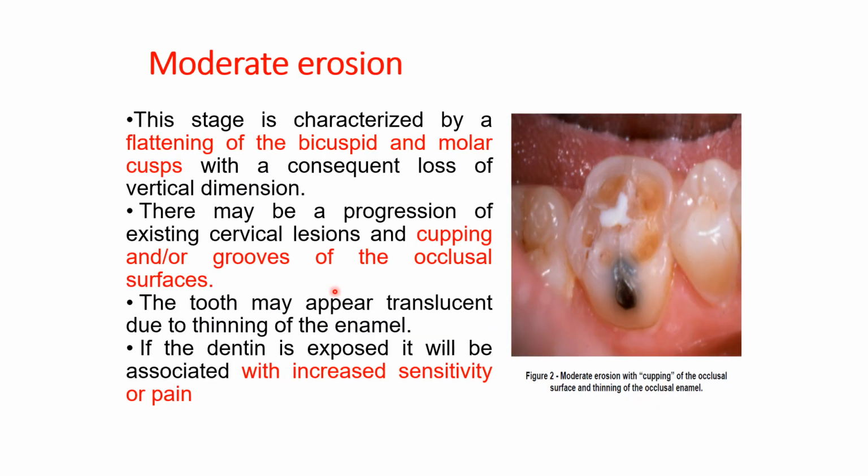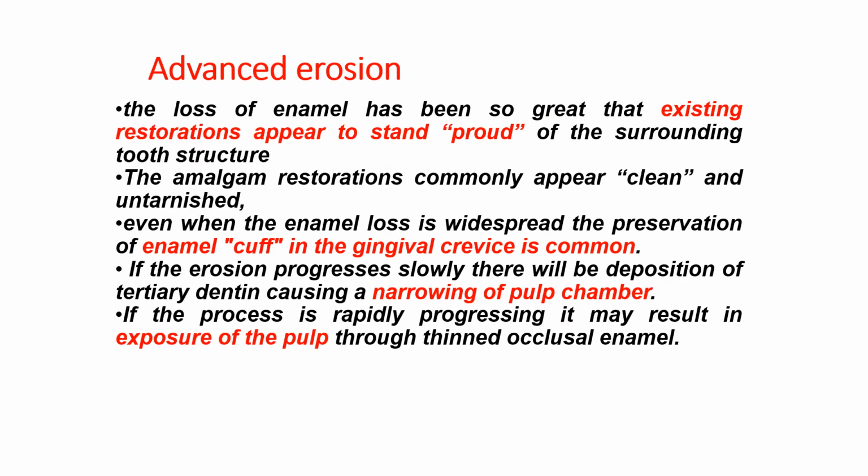In the moderate condition, there comes flattening of the bicuspid or molar cusps and the consequent loss of the vertical dimension. So vertical dimension is also lost, and lesions progress and cause cupping and grooving of the occlusal surfaces. And in the moderate condition, there will be increased pain or sensitivity as well.